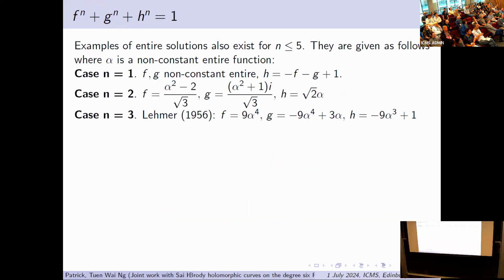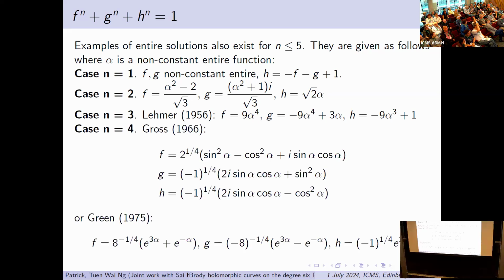Okay. So here would be some examples for the explicit solutions. So when n equals 1, then you can take this one. And then this is 2 and 3. So here alpha is a non-constant entire function. So I'm showing you the entire solutions, okay? Because this talk would be mainly about entire solutions.